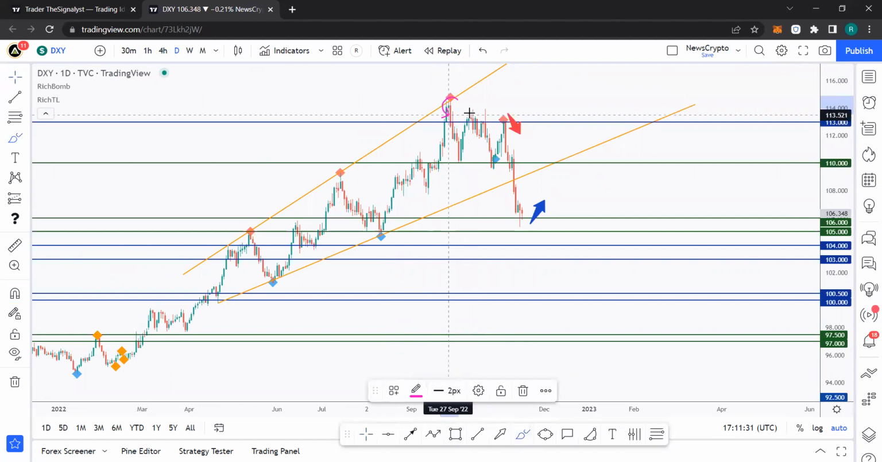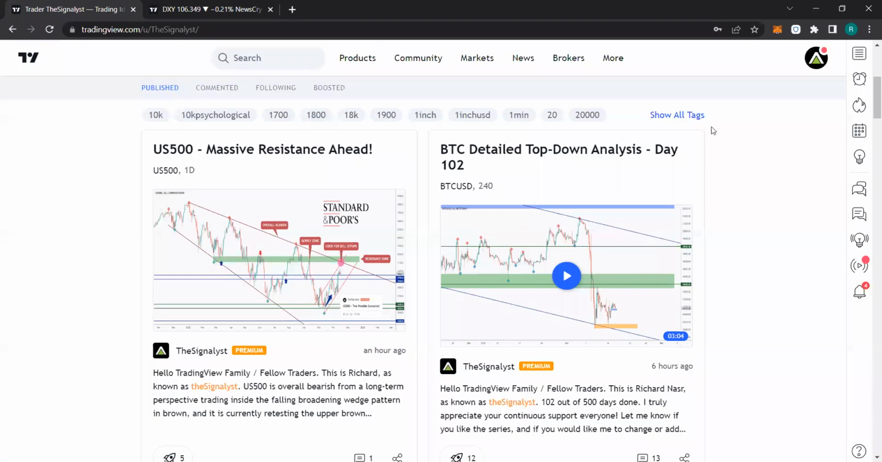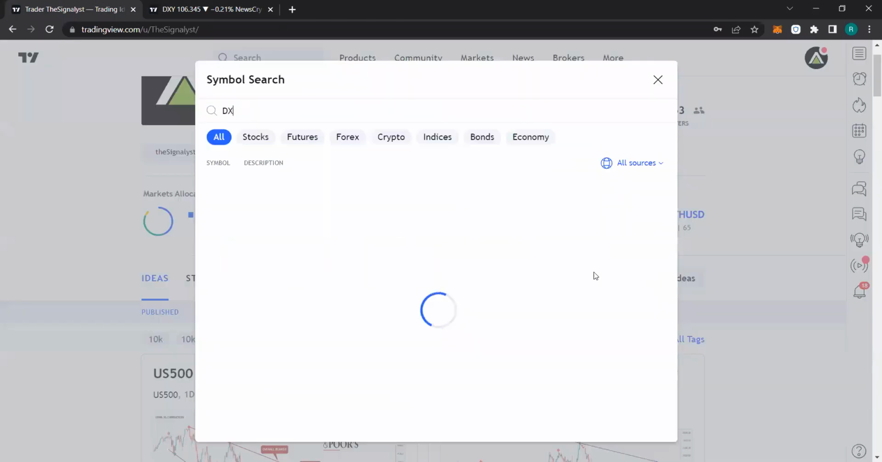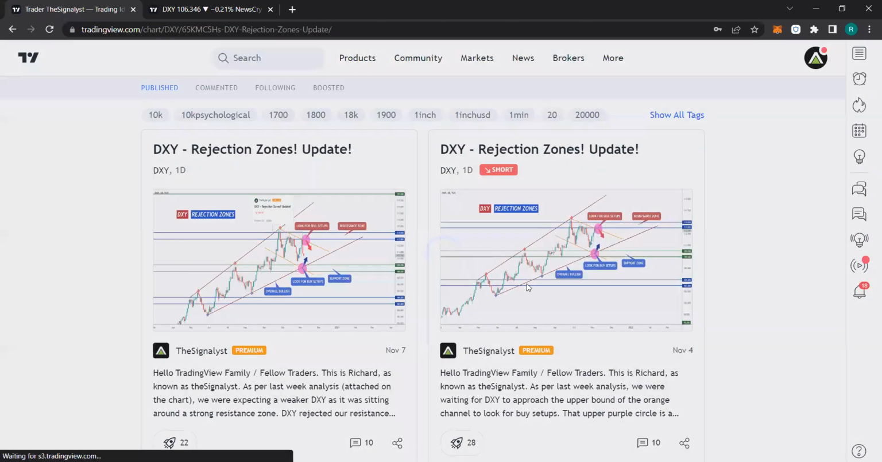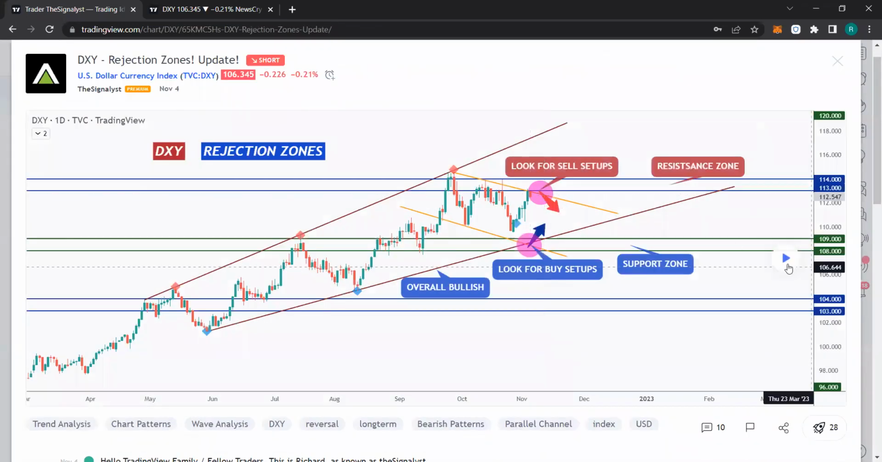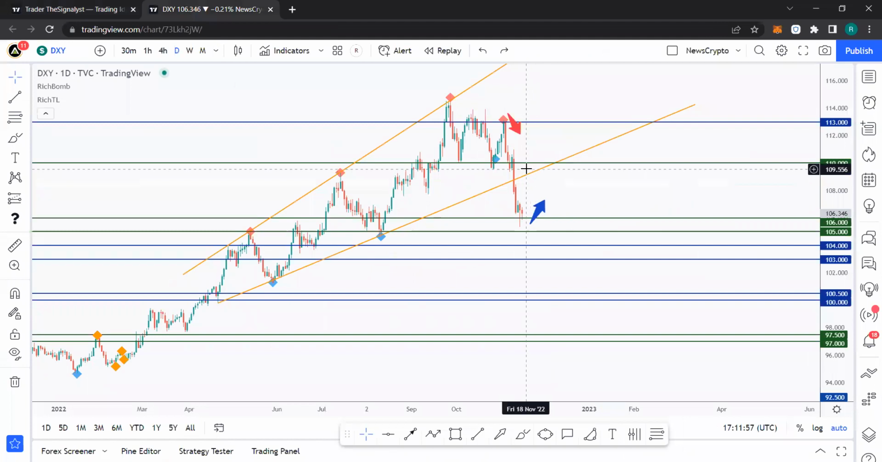So we rejected this upper bound, multiple rejections from here, and this is the arrow. We were looking for sell setups. Like I posted anyway, this one as well. If you search for the DXY, you can find it right here. Okay, that we are currently around this resistance, and we are looking for sell setups around this area. Anyway, we're looking for buy stops here that didn't form, price kept moving lower and broke this support zone, which you can clearly see now.